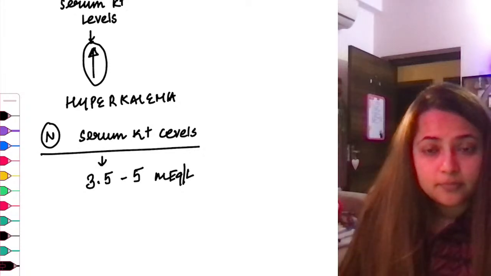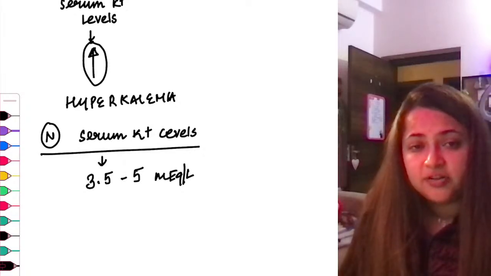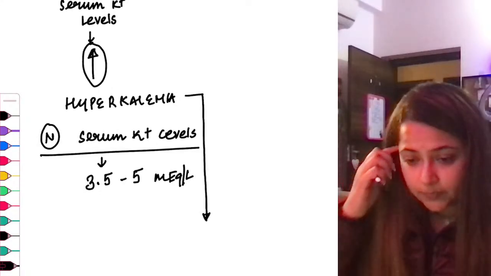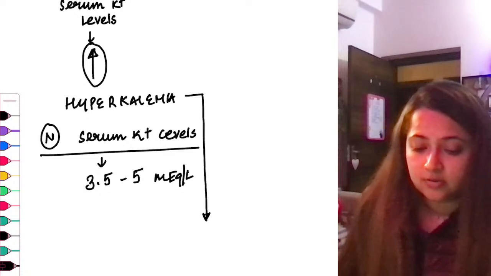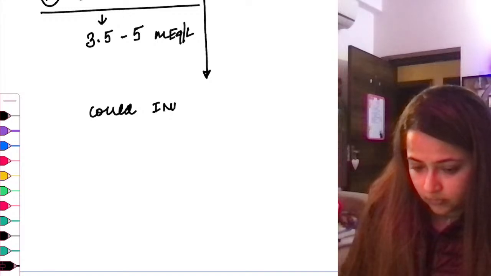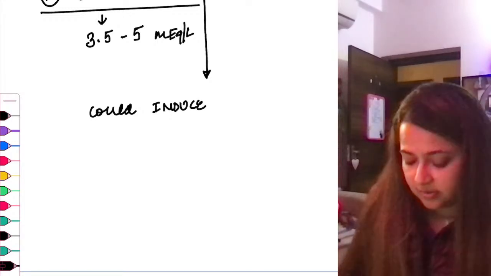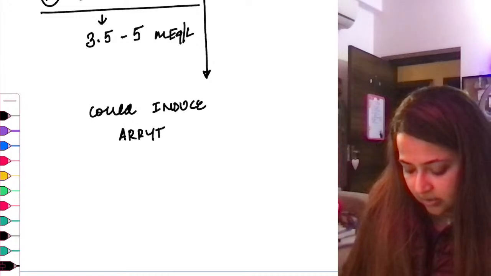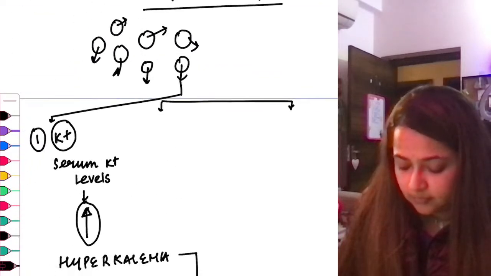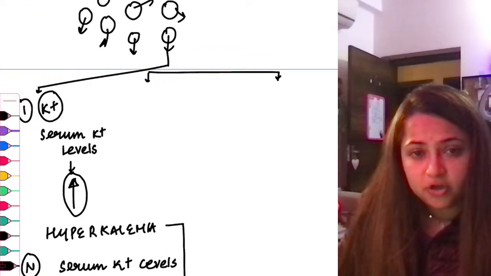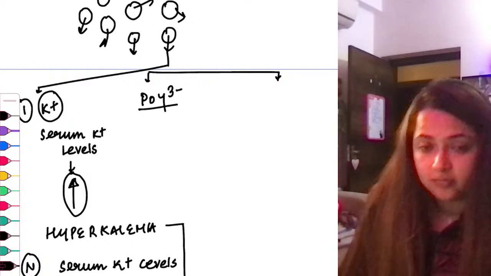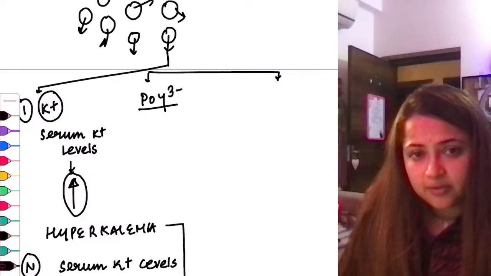Now, second thing, potassium has an effect on the resting membrane potential. Now, if hyperkalemia occurs, why are we worried? What is the reason? The reason is that hyperkalemia could induce arrhythmias. Second point. The second substance that is coming out of the tumor cells in tumor lysis syndrome is phosphate. So obviously phosphate is coming out of the tumor cells.